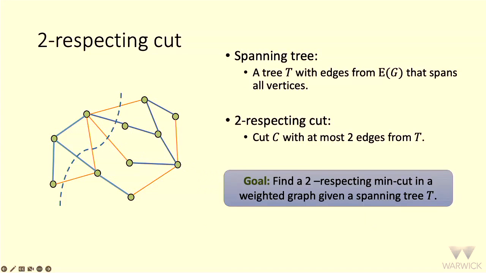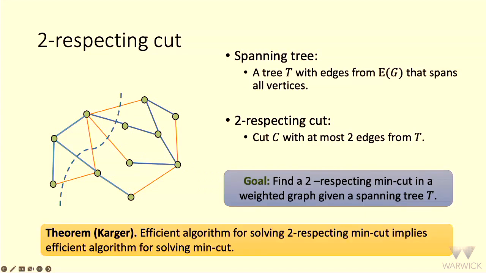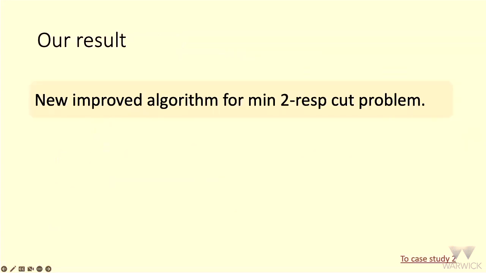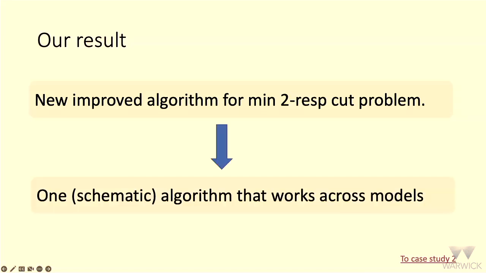And what we show, and what Karger showed actually, is that if you have an efficient algorithm for solving this 2-respecting min cut, then you have an efficient algorithm for solving min cut. And this is the main bottleneck. What we do is that we solve this 2-respecting min cut problem in the communication setting, which generalizes naturally to all the other models, except maybe distributed. It requires some work. But that will give you the schematic algorithm.